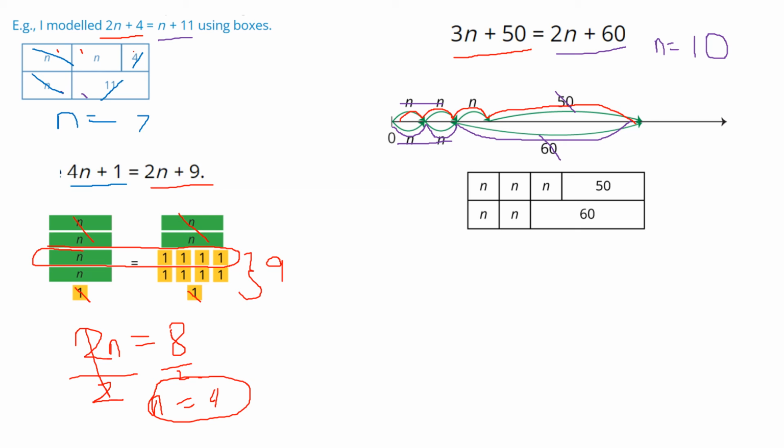Same thing on the bottom with the box diagram. I have my 3n plus 50. So there's my 1, 2, 3n plus my 50. Then on the bottom, I have my 2n plus 60. There's my 1, 2n plus my 60. So if I isolate those variables, I take 2 away from the bottom, I take 2 away from the top. I'm left with n equals, I take 50 from the top, I take 50 from the bottom, and that leaves me with 10. So n equals 10.